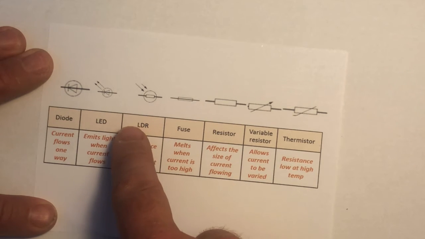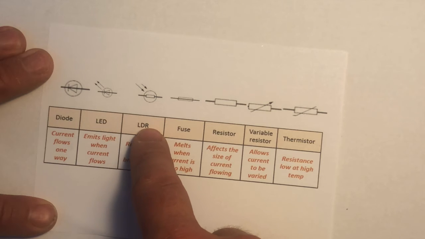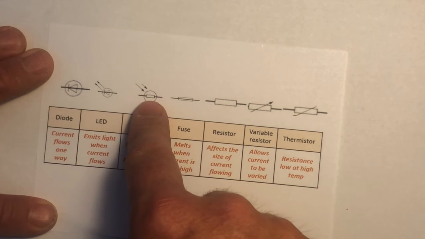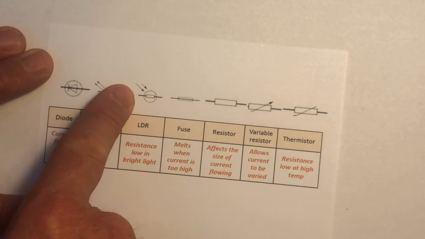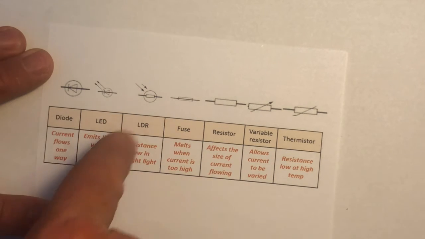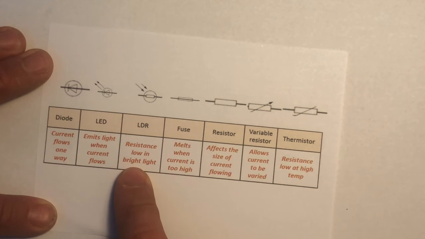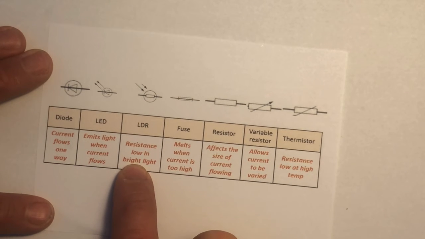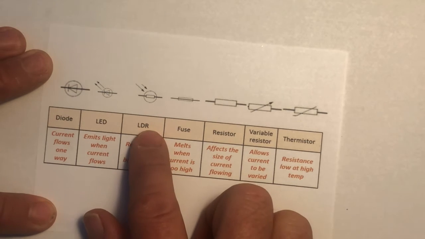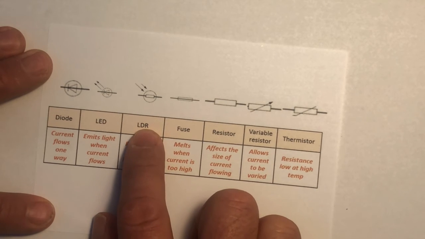An LDR is a light dependent resistor. The little rectangle in the middle is a resistor. The arrows apply to light, and the arrows in means dependent. Resistance is low in bright light. A good example of that is street lamps, where when the light gets down to a certain level, the street lamps turn on. And there's an LDR involved in that, a light dependent resistor.